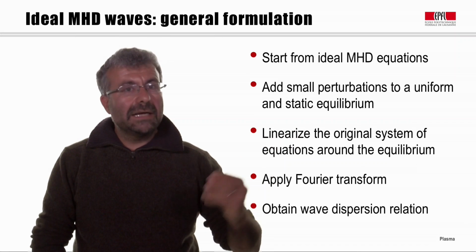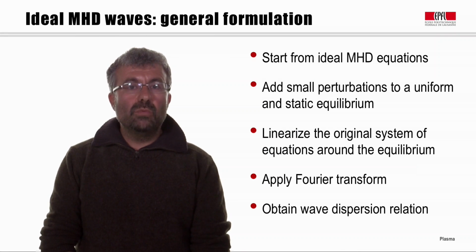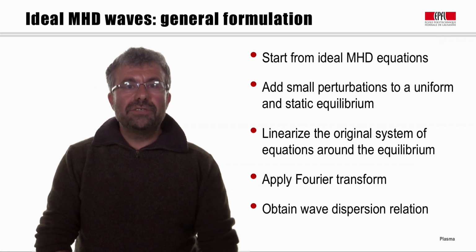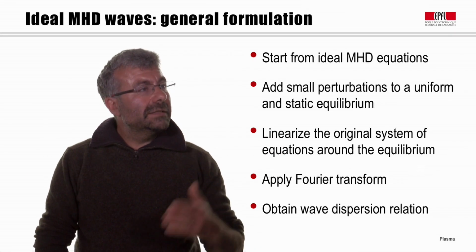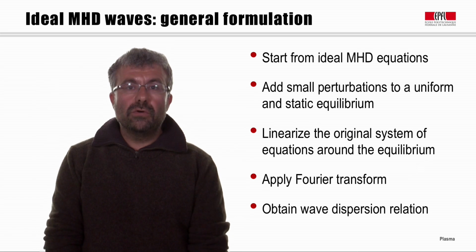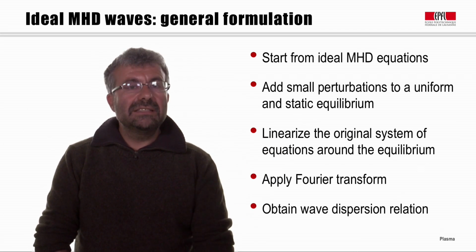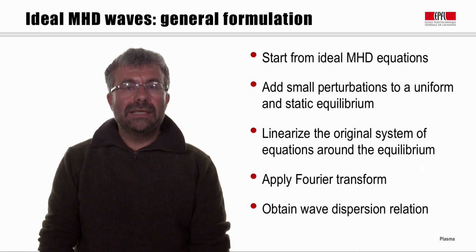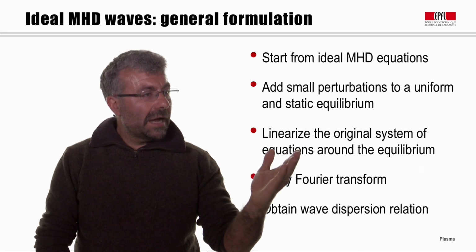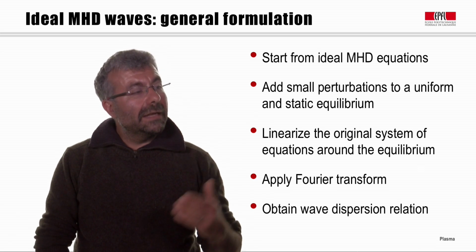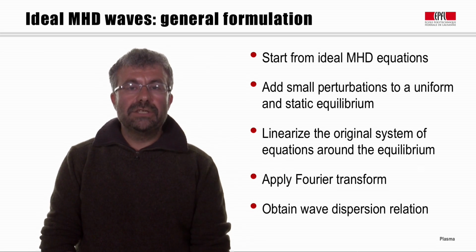Now, to obtain the general formulation of ideal MHD waves, we start from the ideal MHD equations. Then we add a small perturbation to a uniform and static equilibrium. We linearize the original system of equations around the equilibrium. We apply Fourier transform, and then we obtain the wave dispersion relation.